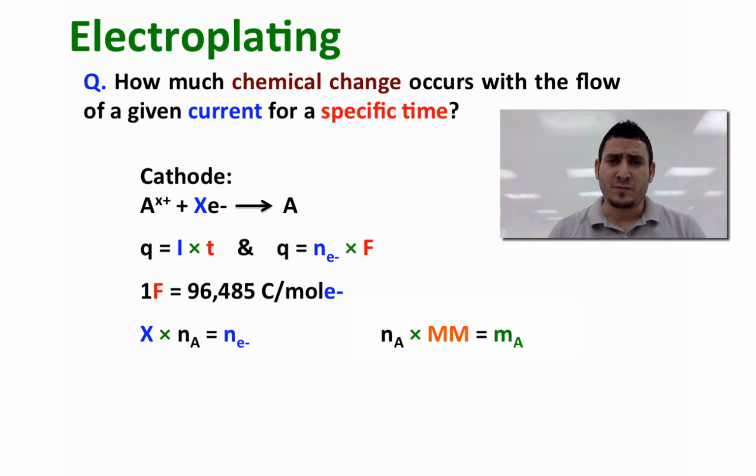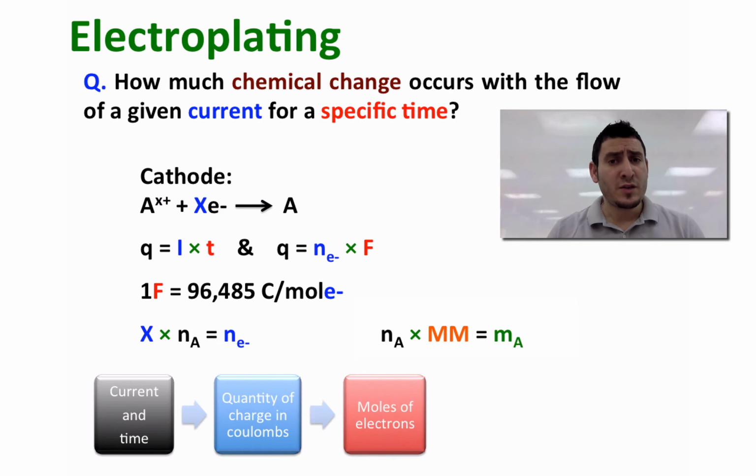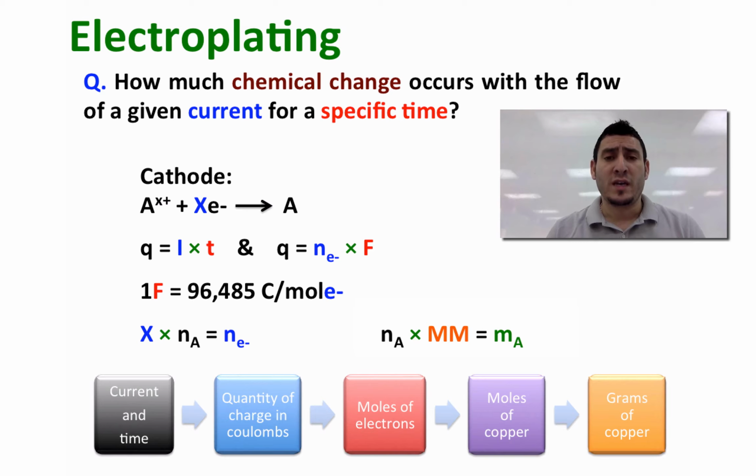So let's review this. If we have current and time, we can calculate the amount of charge applied. From the amount of charge applied, which is in coulombs, we can determine the mole of electrons that passed through the cell. From the number of mole of electrons, we can determine the number of mole of copper. And you all know from the number of mole of copper, by multiplying it by the molar mass, we can determine the grams of copper that was plated on the ring.